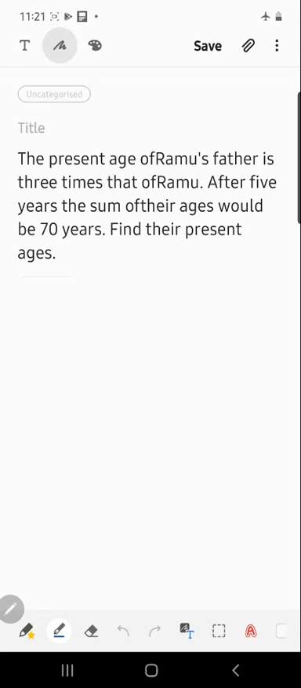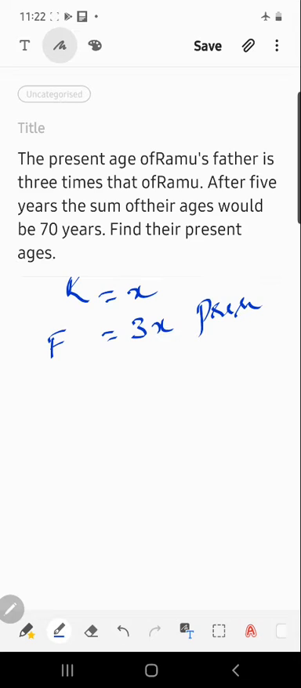Ramu's father is 3 times that of Ramu. So if we know the age of Ramu, then we can find the age of father. If I take Ramu's present age as x, what is the father's age? 3 times of Ramu they said, so 3x. These are the present ages. So how to take the variable, we got it.